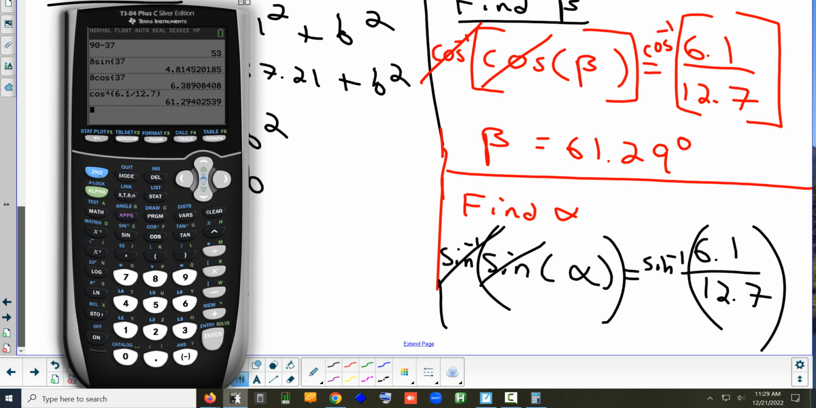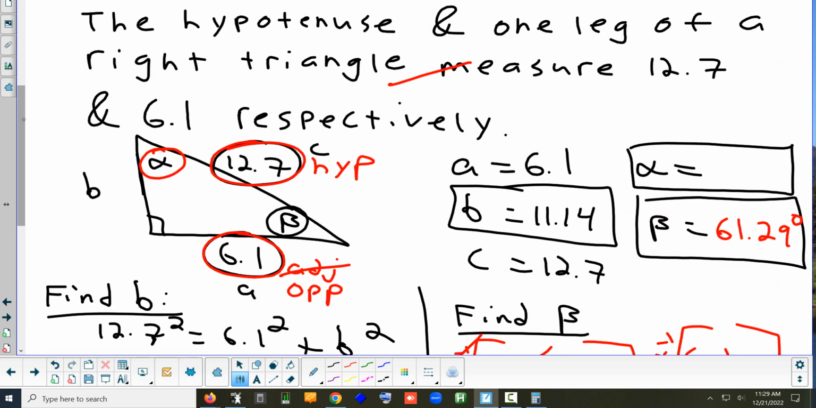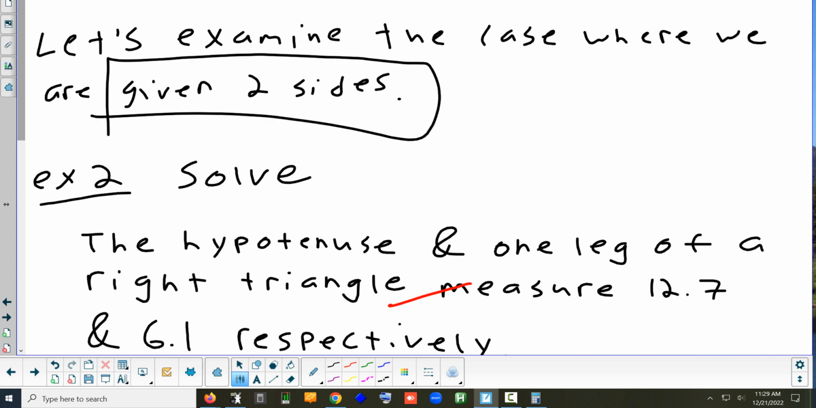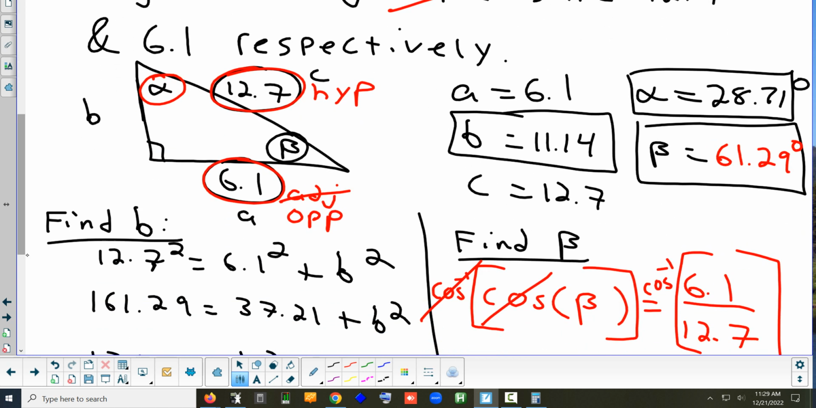Let's see. Second sine, 6.1 divided by 12.7. 28.71. And that's how you solve a right triangle when they give you two sides. So the only time you have to use inverse trig is if you are given two sides. If you're given a side and an angle, you are not using inverse trig. Inverse trig is only for finding angles. That's it.